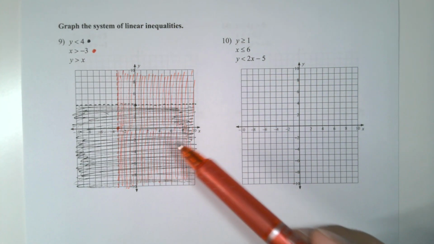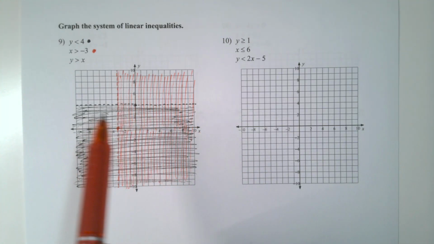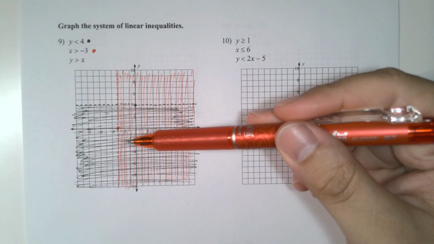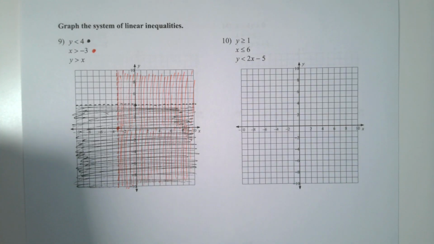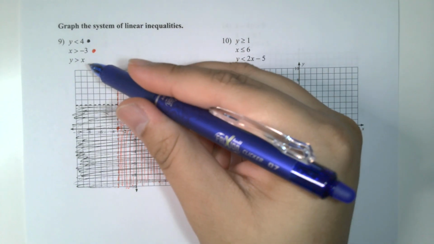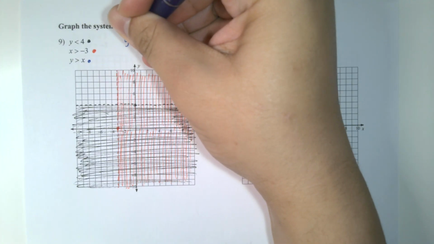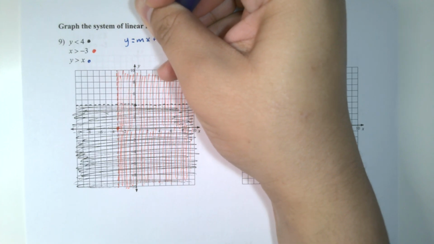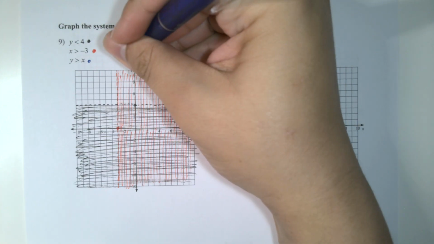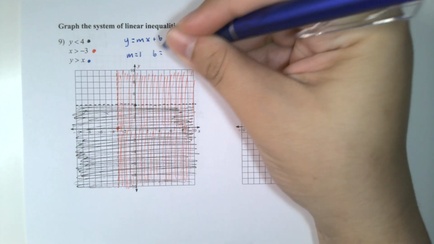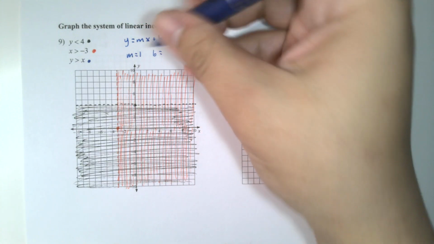Okay, so now we have these two overlapping regions. We have one that's shading below y is equal to 4, and we have one shading to the right of x equals -3. The last one is we have that y is greater than x. So I recommend thinking of this as basically slope-intercept form. If you think of this as y is equal to mx plus b, our slope here is 1, and our y-intercept, well, we don't see one, right?